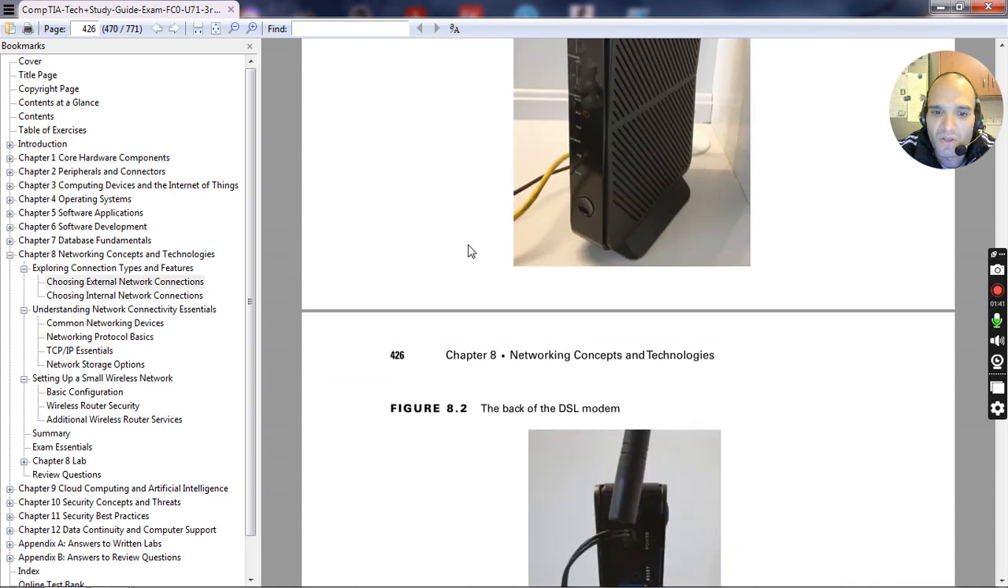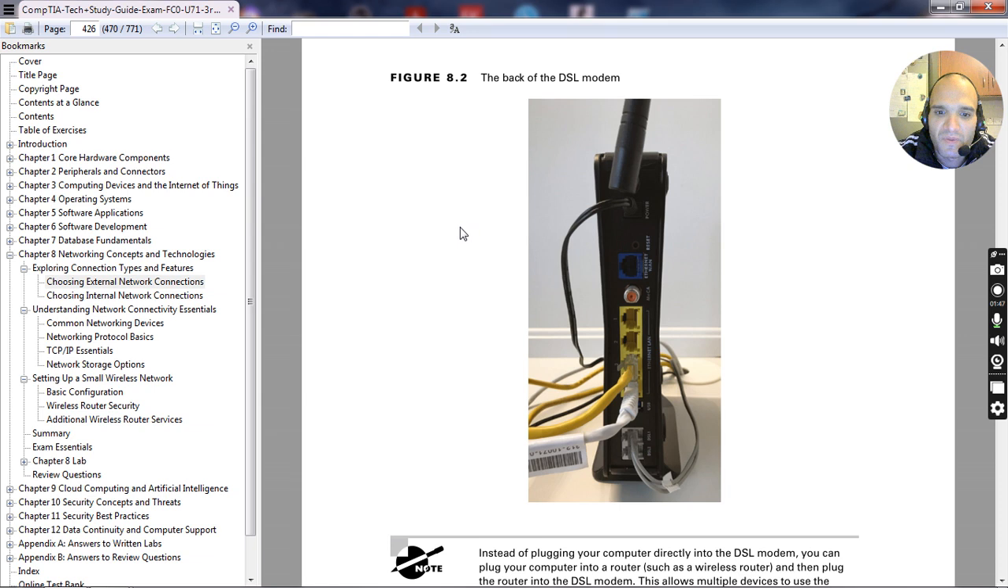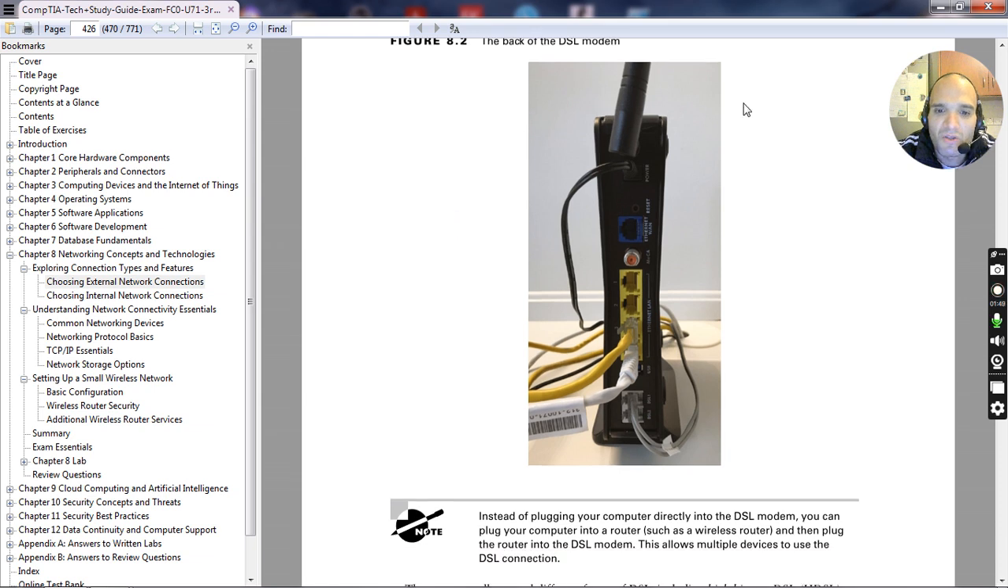Let's continue. Figure 8.2, the back of the DSL modem. Before I continue, the particular device is both a modem and a router. And you may wonder why both a router and a modem? Because technology allows it.